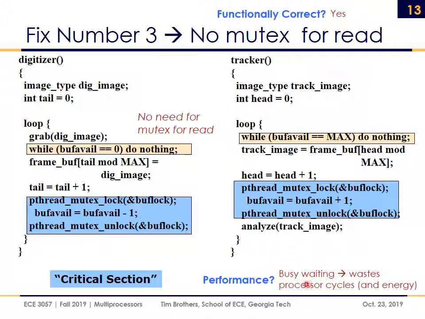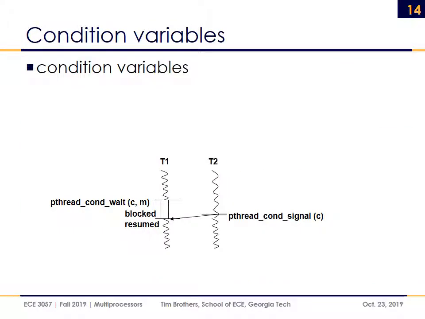The waiting wastes processor cycles and energy. So even though we're saying do nothing, all the processor is now doing is looping, and it's doing a branch if equal, branch if equal, branch if equal, and it's just continuously checking. So even though we're not doing anything, the processor is still burdened with do nothing states. So here's how we can fix that.